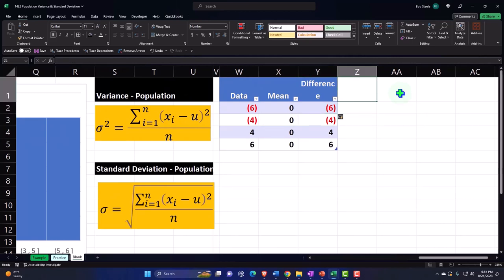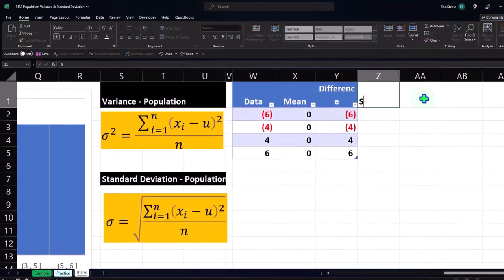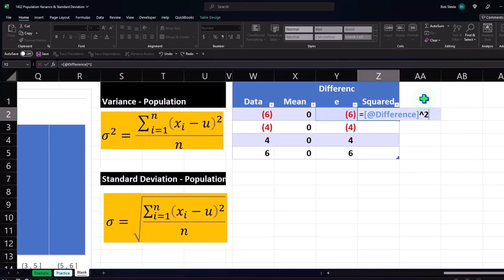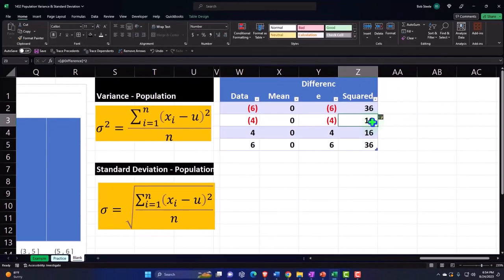This is where we get something different. We're not going to take the absolute value, but we're going to square each of those differences. So the way you do that is you say equals, I'm going to point to that number, and you have a caret if you're going to take it to the power of something, and that's on Shift 6 on the keyboard. So there's the caret, taking it to the power of 2, or squaring it. So we're going to say enter. So now we've squared all of them.